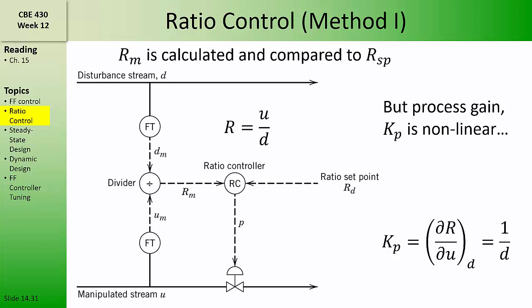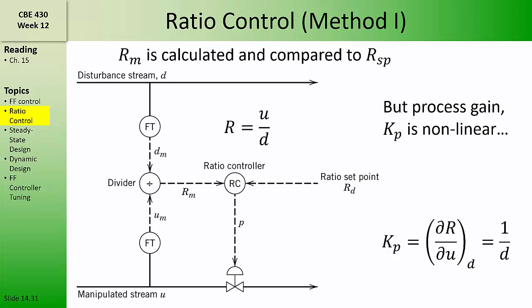It may be that the ratio of the two flow rates is important in a blending operation to achieve the desired composition. It might also be that the ratio is important for controlling reaction stoichiometry. For example, the air-to-fuel ratio in a combustion, or the acid-to-base ratio in a neutralization. Ratio control is also sometimes used in separation operations.